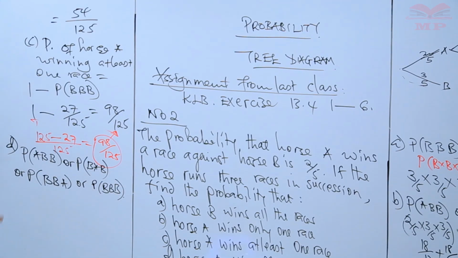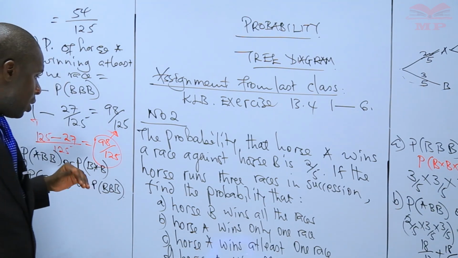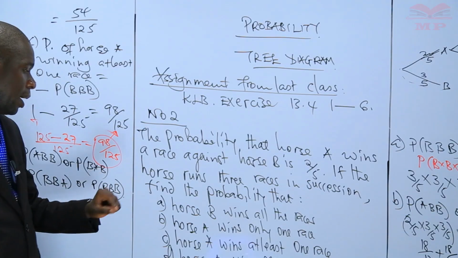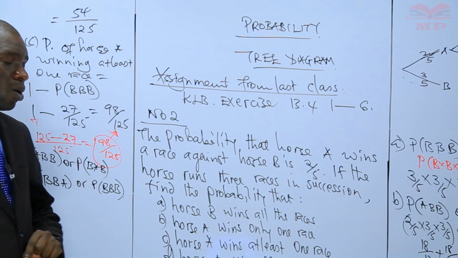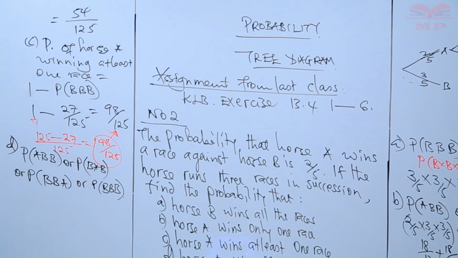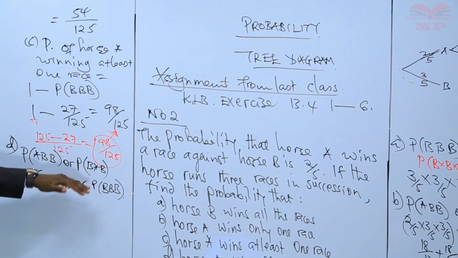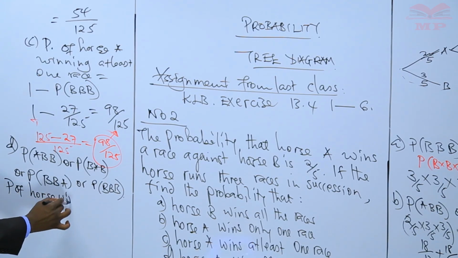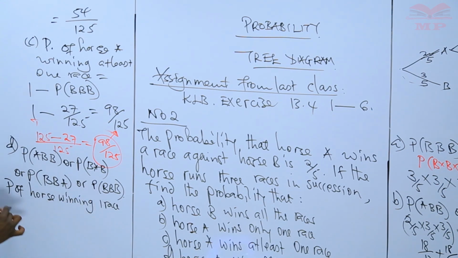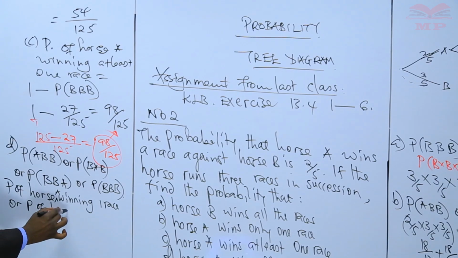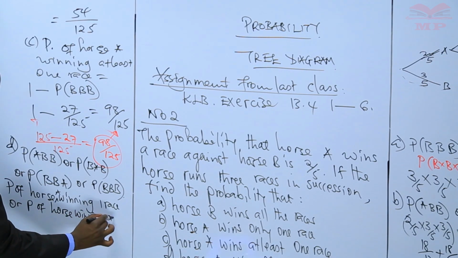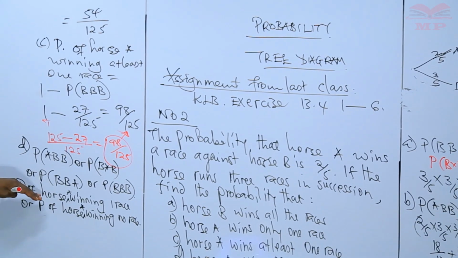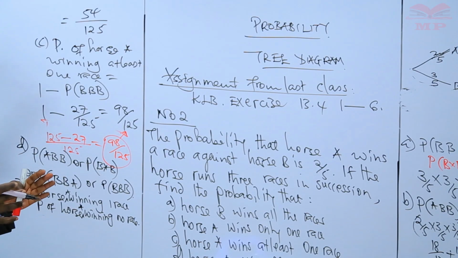Now, there's something I want us to realize here immediately as we work on this. The probability of OS A winning more is the same as the probability of OS A winning only one race or no race at all. So we can say this is the same as the probability of OS A winning one race, or the probability of OS A winning no race.